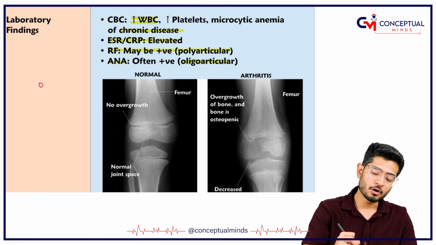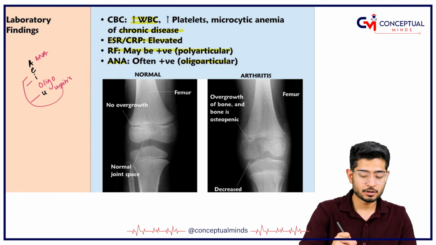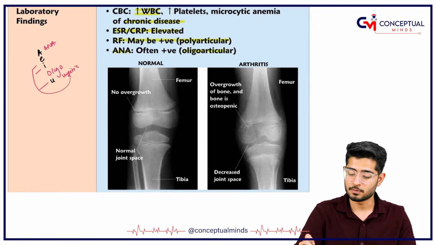Now, oligoarticular you can remember with the help of vowels. Oligo: A for ANA positive, U for it is going to have uveitis. So U, I, E, these 3 letters can join together and form uveitis. This is how you can remember.